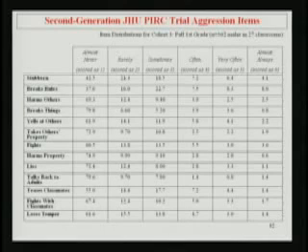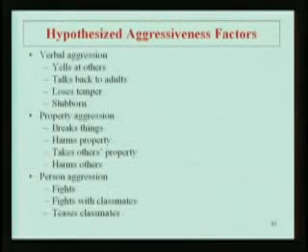The hypothesized aggressiveness factors that one could conceive of as being underlying here are verbal aggression items like yelling at others, talking back to adults, losing temper, and expressing stubbornness. So seeing that as verbal forms of aggression, one also could say from face value of these items that maybe there are items geared towards property aggression: breaking things, harming property, taking others' property. And perhaps person aggression: fighting with classmates. So maybe there are a couple of dimensions underlying here.